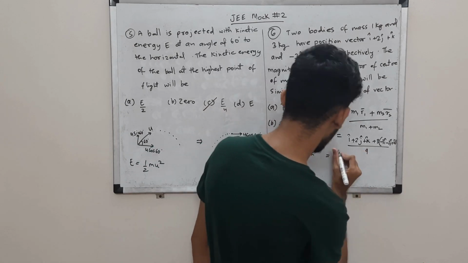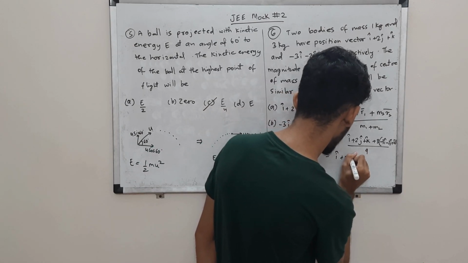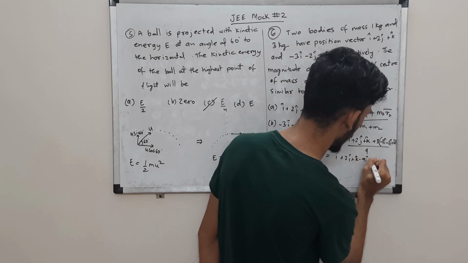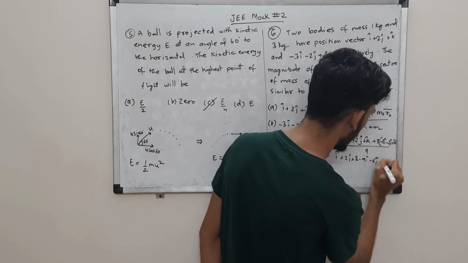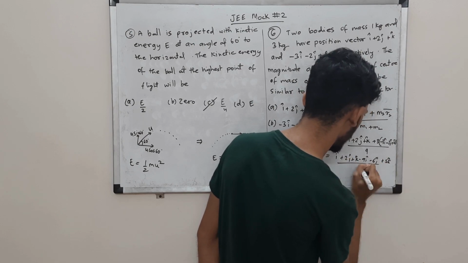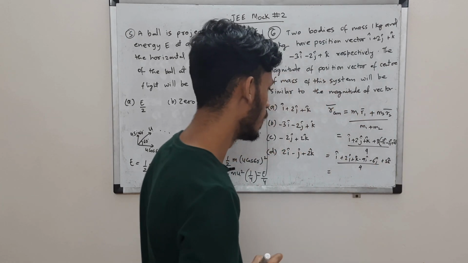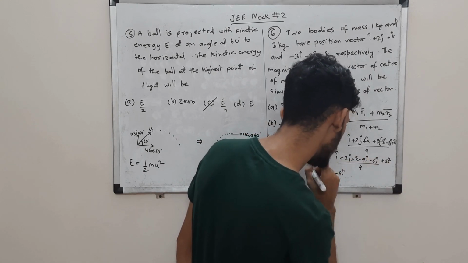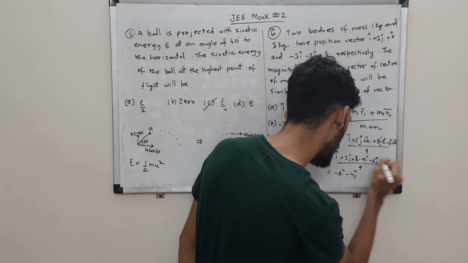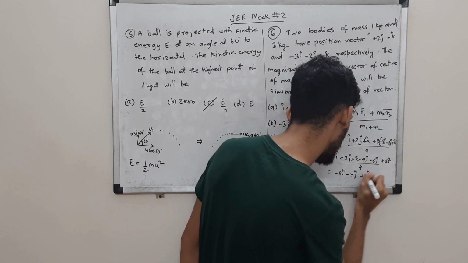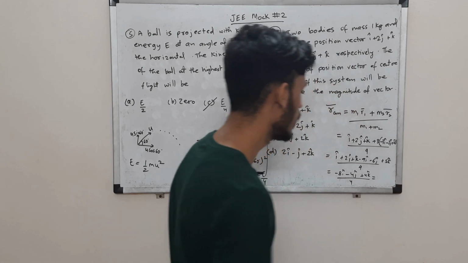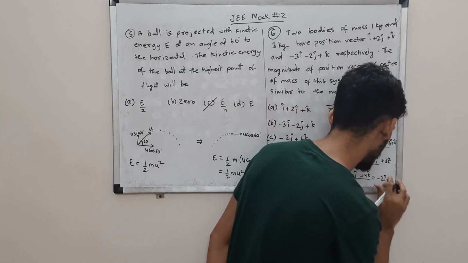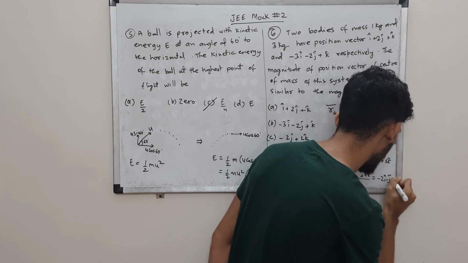Now this will become i cap plus 2j cap plus k cap, and simplifying, minus 9 i cap minus 6 j cap plus 3 k cap, and that divided by 4. Now adding these, we get minus 8 i cap, minus 4 j cap, and plus 4 k cap. Now divide that by 4. So that will be minus 2 i cap minus j cap plus k cap.